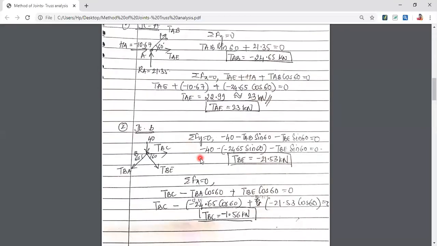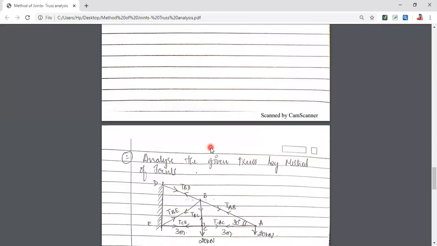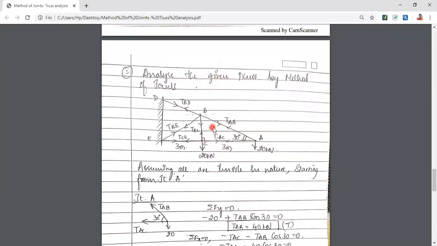So because I've assumed all to be a tension member. Okay, this is one of the numericals. Second numerical, this is a different kind where they have not given you any support reaction. It is fixed at one end and it is free like this at the other. What we do, we have to find the member forces in this.